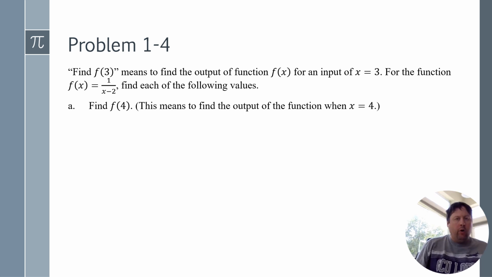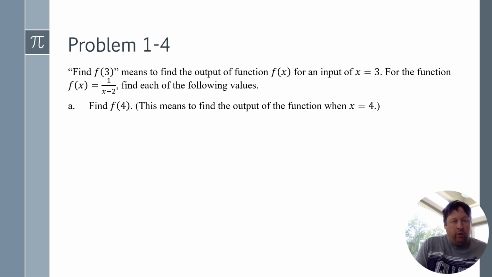Okay, problem 1-4. Find f of 3 means to find the output of function f of x for an input of x equals 3. For the function f of x equals 1 over x minus 2, find each of the following values. So part A, find f of 4. This means to find the output of the function when x is equal to 4.